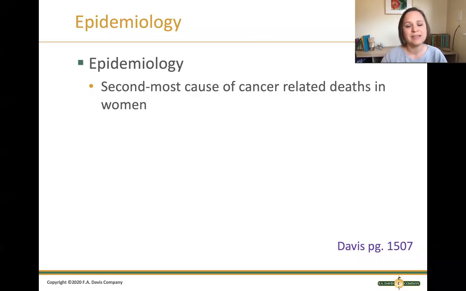Breast cancer affects tens of thousands of women every year in the US. And although mortality rates are improving, it's still the second leading cause of cancer-related deaths in women. The single greatest risk factor for getting breast cancer is age. Women who are 80 to 85 are 15 times more likely than women aged 30 to 35 to have breast cancer.